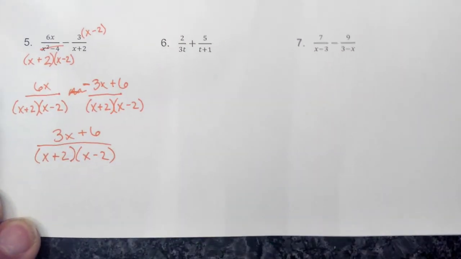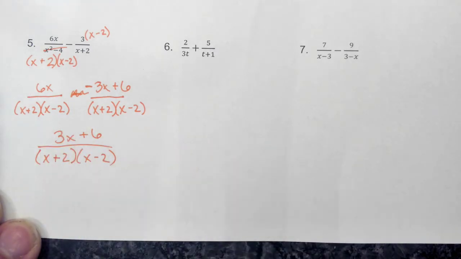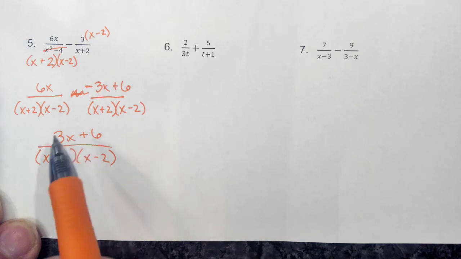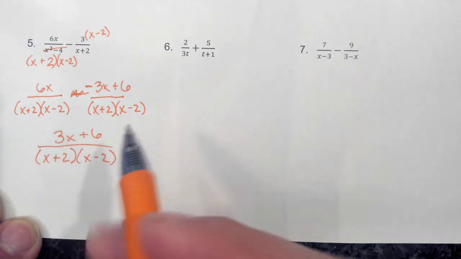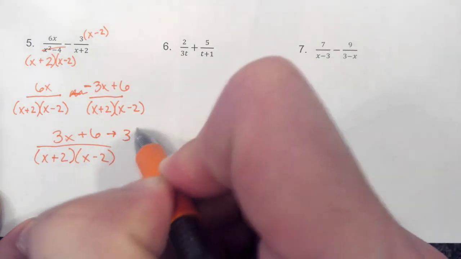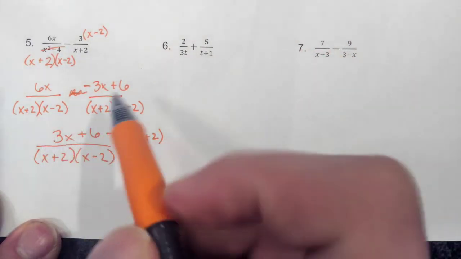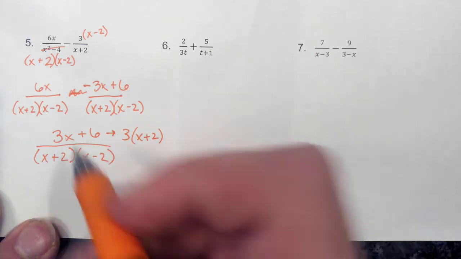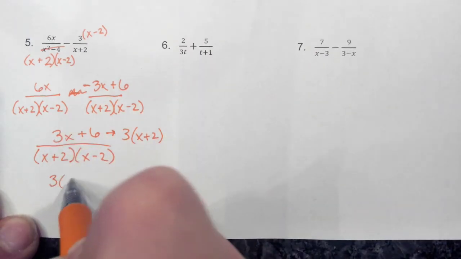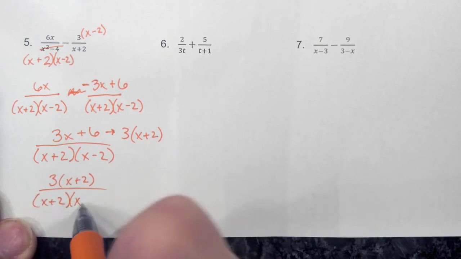And then you always have to check, does your numerator factor? Is there a GCF? And on this one, yes, there is. There's a 3 in common. So we want to think of this as, if there's a 3 in common, it would be 3 times what would be left, x plus 2. So let me rewrite that down here. 3 times x plus 2 over x plus 2 times x minus 2.